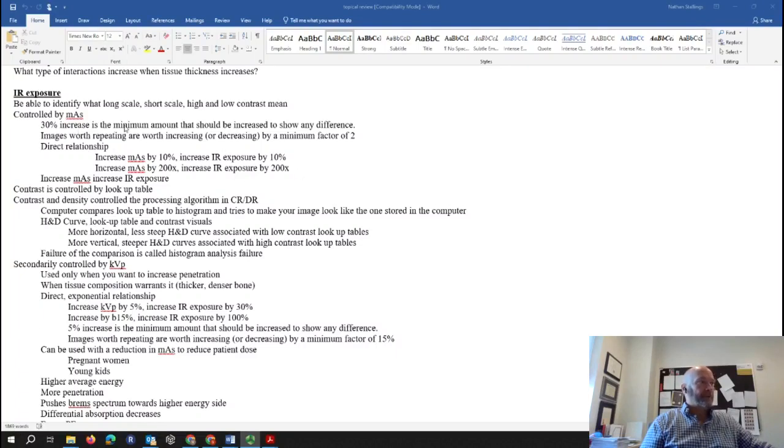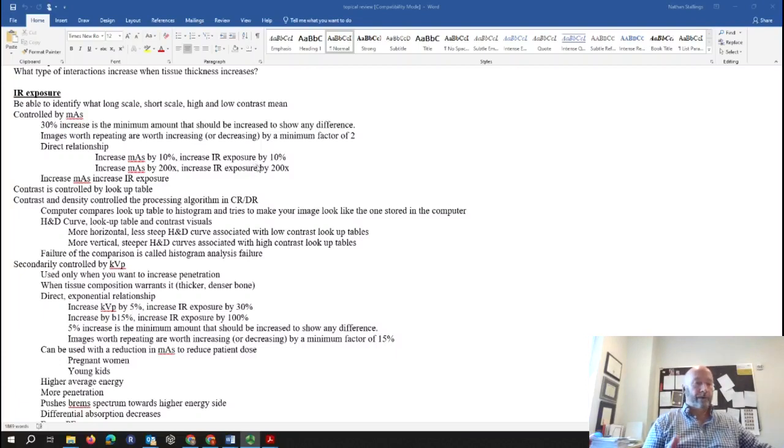Image receptor exposure is controlled primarily by mAs. Remembering that a 30% increase is the minimum amount that we would change our mAs in order to affect any kind of change, to move the needle even the slightest amount. But a 30% increase is not going to do anything significant for you.